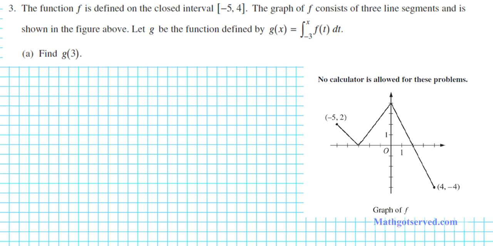So let's take a look at letter A. We have to find g of 3. So we need to determine what the function g of x is first and evaluate it when x equals 3. g of x is provided for us. It's the integral from -3 to x of f of t dt. So what is g of 3? Well, that simply means you just input 3 into x, because x is equal to 3 here. So we have the integral from -3 to 3 of f of t dt.